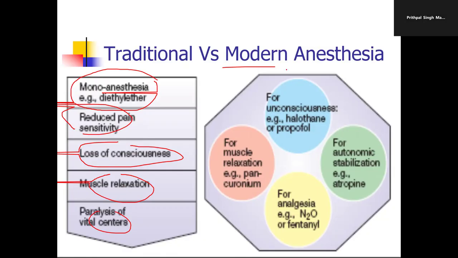In modern anesthesia, we have given each drug a single role. What does that mean? That means a lower amount of drug is now required and you can attain an anesthesia that is much better. For unconsciousness, you could use halothane or propofol. For autonomic stabilization, you could use atropine. For muscle relaxation, you have the skeletal muscle relaxants.